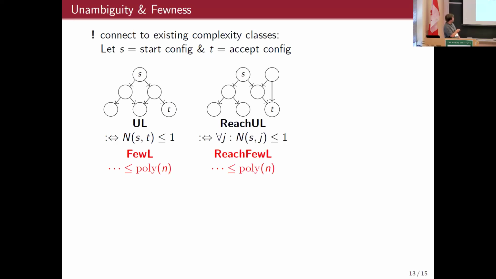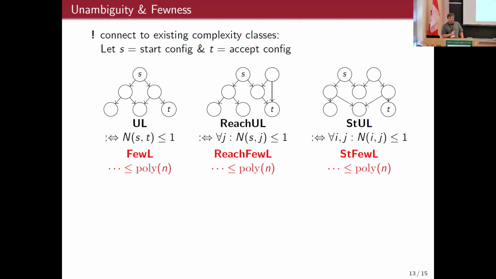There's another class which has been studied, which is reach UL, where the condition is a bit stronger, that we want that the number of paths from S to any other vertex is bounded by 1. So in particular, this example chosen here for UL would not be a reach UL graph because there would be 2 paths from S to this bottom vertex here.